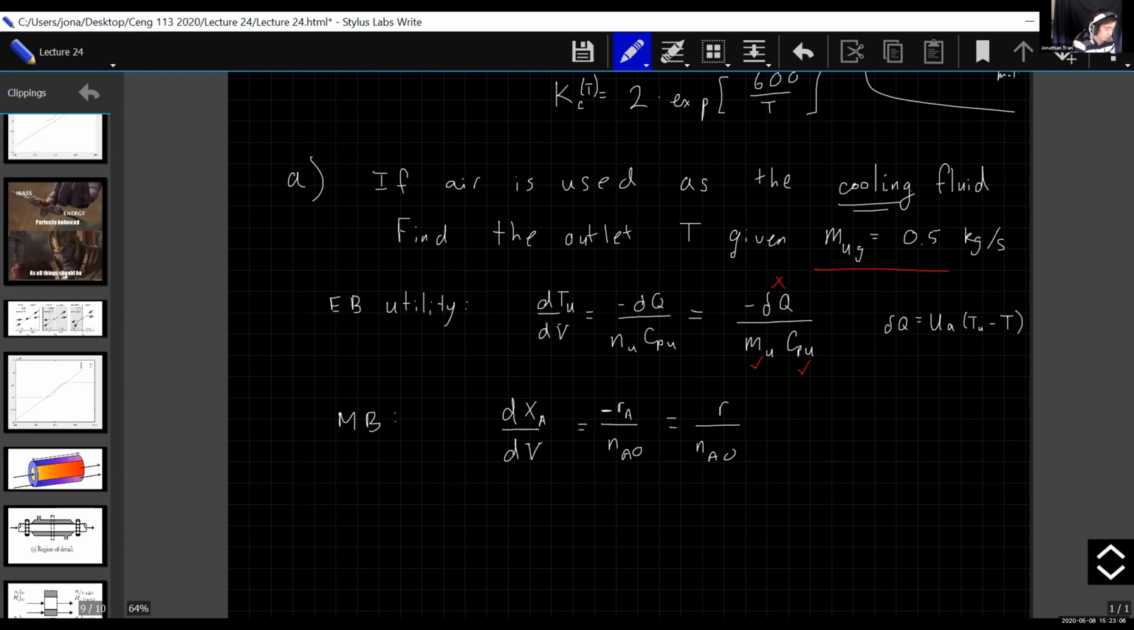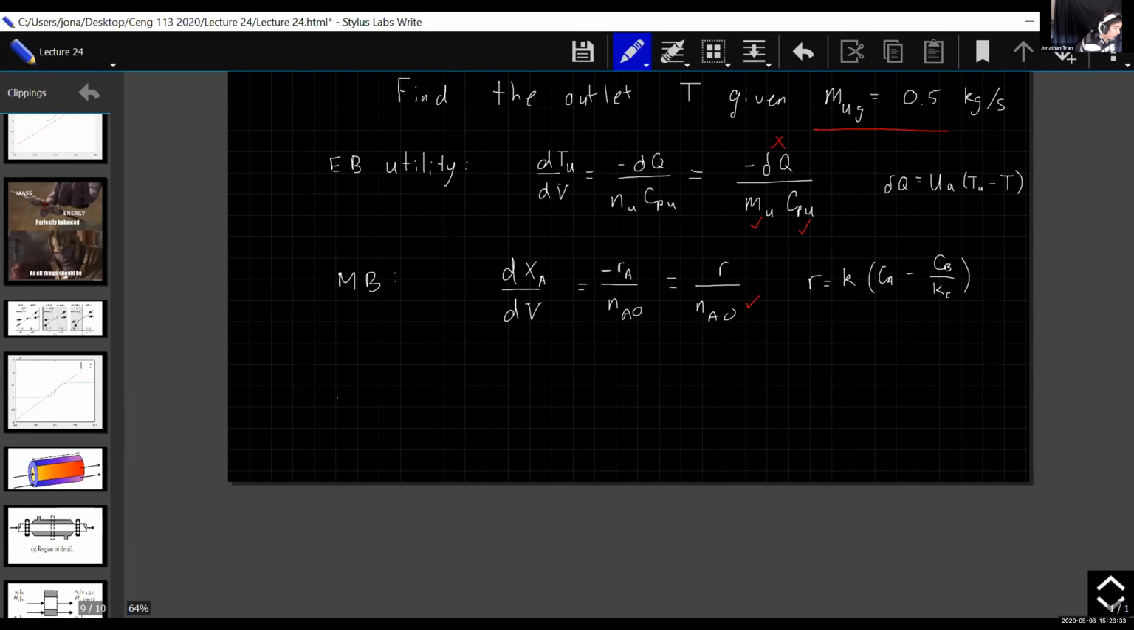Okay, so looking at our material balance, NA naught is specified, and R is not directly specified, but we know it's an elementary rate law, so we can define R as the expression K times CA minus CB divided by KC, because it's a reversible reaction. And so moving on, we have the energy balance for the PFR.